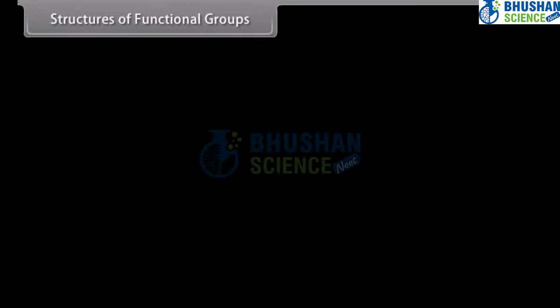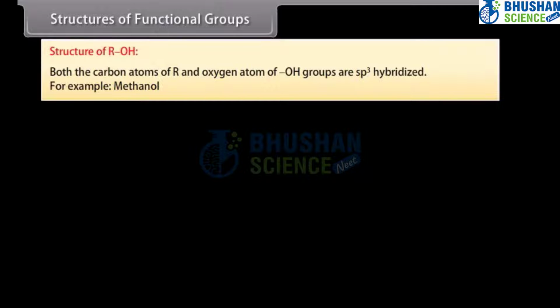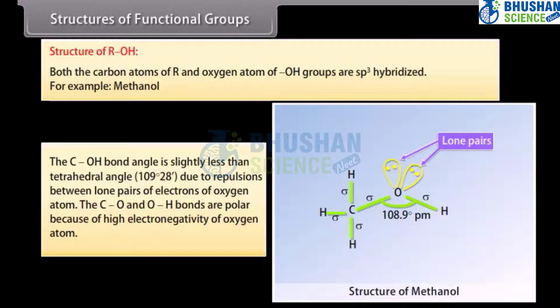Structures of functional groups. Structure of ROH. Both the carbon atoms of alkyl group and oxygen atom of hydroxyl groups are sp3 hybridized. For example, methanol. The C-O-H bond angle is slightly less than tetrahedral angle, that is 109° 28', due to repulsions between lone pairs of electrons of oxygen atom. The C-O and O-H bonds are polar because of high electronegativity of oxygen atom.